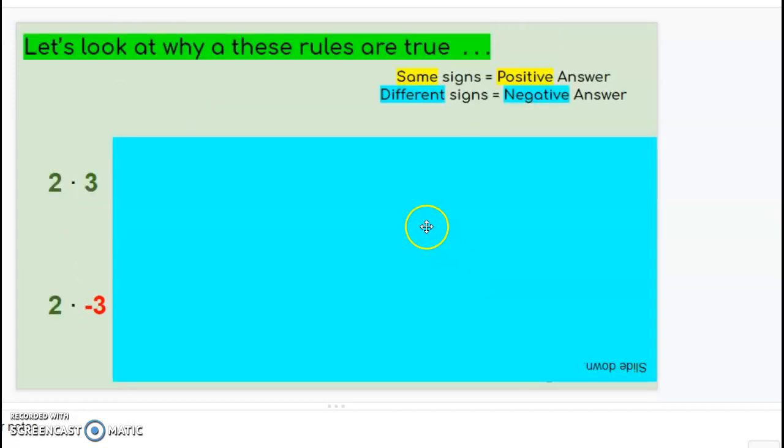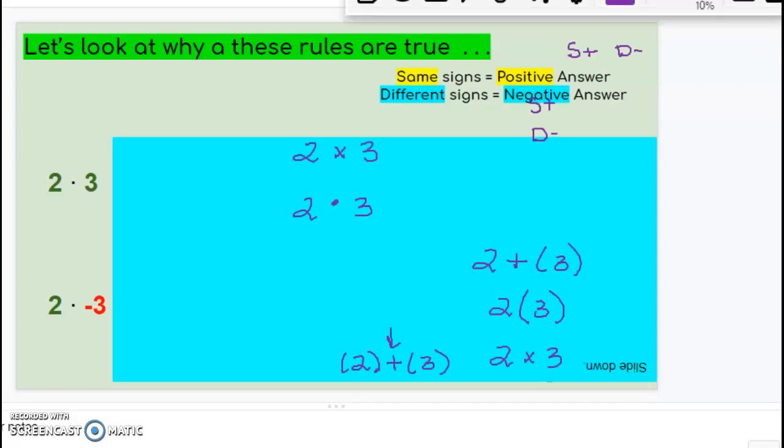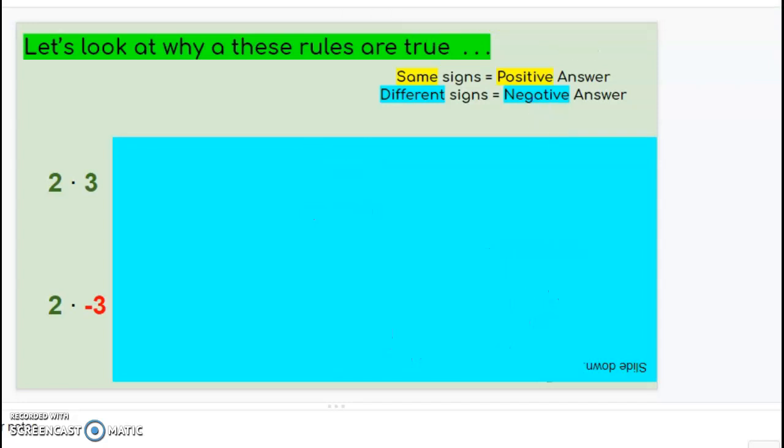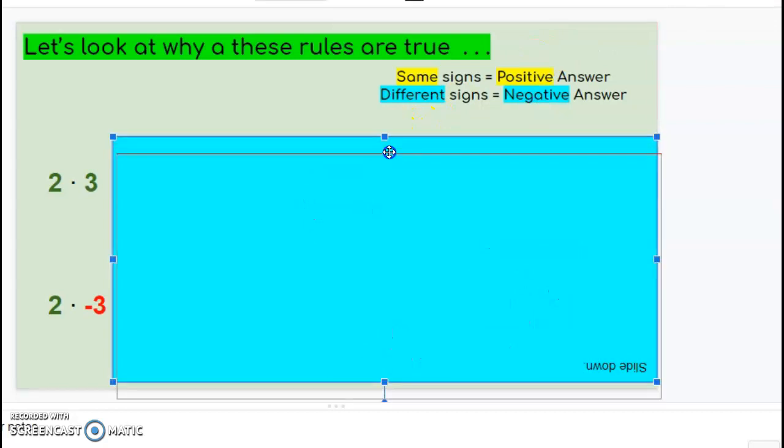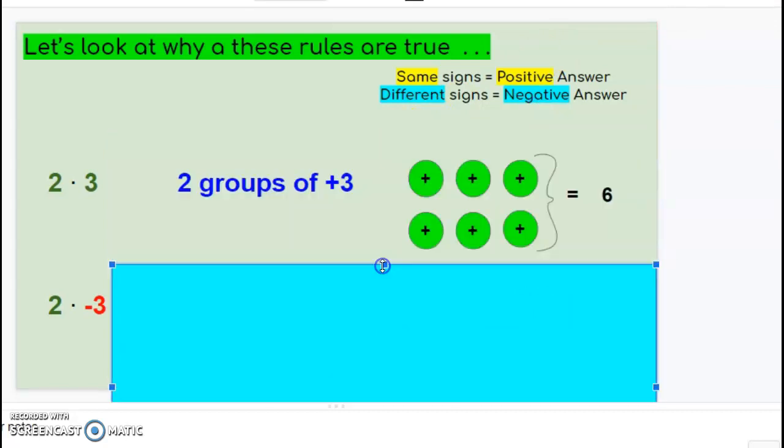All right, so let's look at the first one. We have 2 times 3. When you were young and you were learning multiplication, I'm sorry, let me clear this off. You learned 2 times 3 as two groups of 3, right? Two groups of 3. So if we use these little chips, we have all these little round chips, right? Some are positive, some are negative.